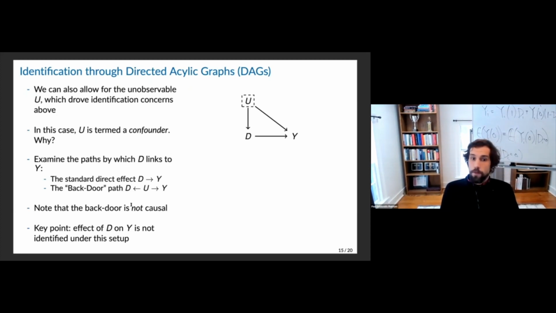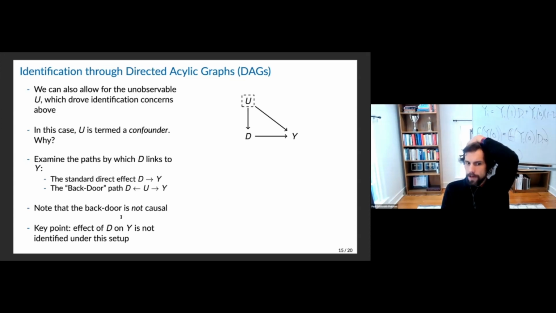This is one of what's called the backdoor paths. So what does that mean? Well, there's a path. It's obviously not directed in the right way, but there's a path that goes from D to U to Y. And this backdoor path isn't causal, right? It's not that D causes U and then U causes Y and that there's multiple channels. It's really that U causes both of them, but we can draw a path from one to the other.